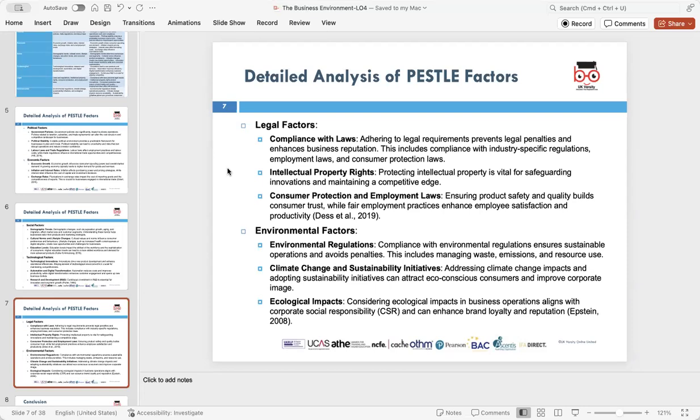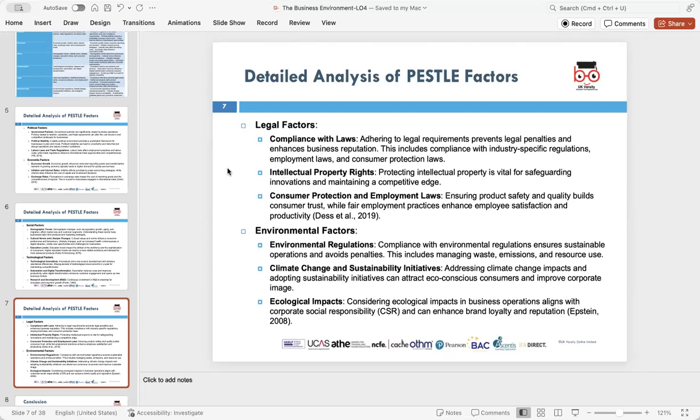Last one is environmental factors. Environmental regulations dictate operational practices to ensure sustainable operations and avoid penalties. So this includes managing waste, emissions, and resources used to minimize environmental impact. Addressing climate change impact and adopting sustainability initiatives can attract eco-conscious consumers and enhance corporate image.